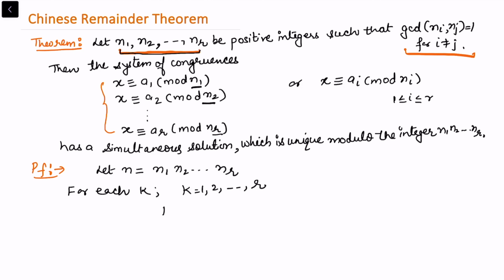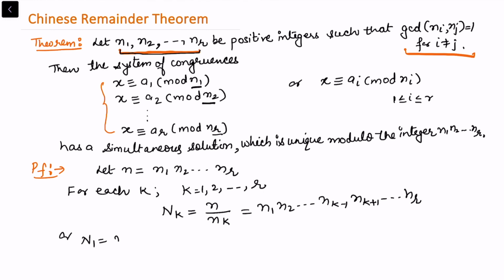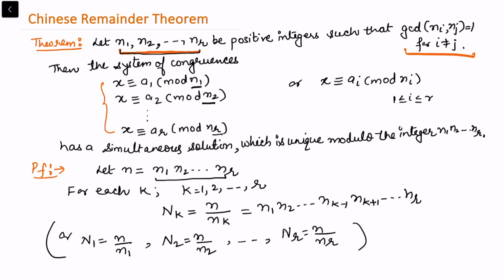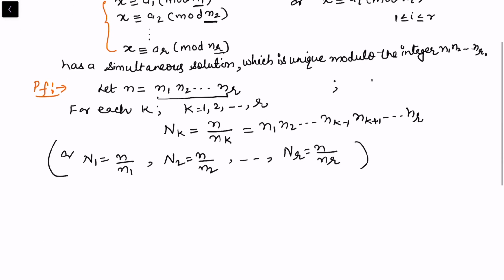And now for a fixed value of k, for each k varying from 1 up till r, let us define capital Nk, that is equal to n divided by nk. So this is equal to n1, n2, up till nk minus 1, nk plus 1, up till nr. Or I mean capital N1 is equal to n divided by small n1, capital N2 is equal to n divided by small n2, and so on. We have total r integers here, so capital Nr is equal to n upon nr. And we have noticed that these integers are relatively prime. We have said that in the statement, GCD of ni, nj is equal to 1.